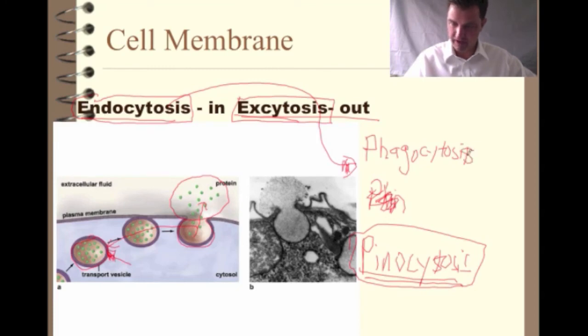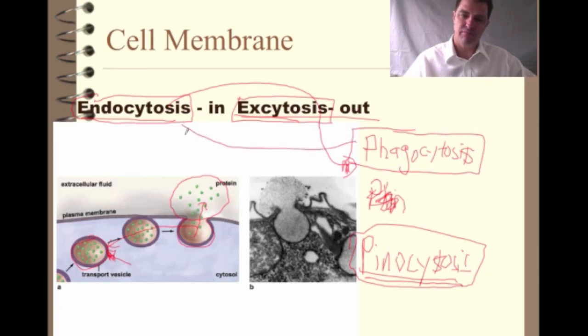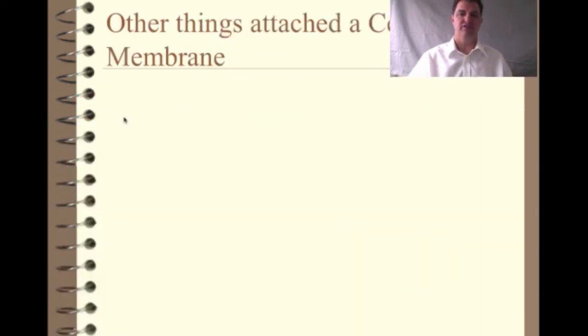So phagocytosis, I should mention here, is a type of endocytosis, particularly of solid organisms. So you'll see phagocytosis, for example, of bacteria by your immune system. Okay, just an example of endocytosis.